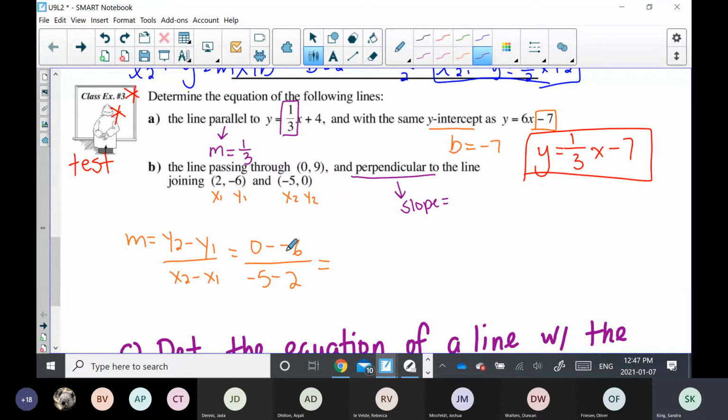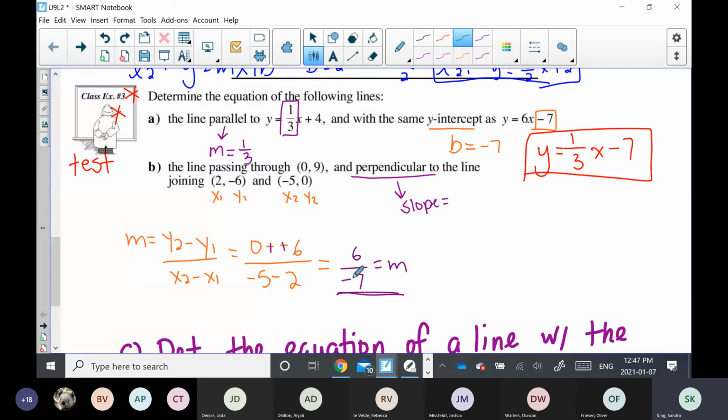0 minus -6, 2 negatives gives you a positive. 0 plus 6 is 6. -5 minus 2 is -7. So this is my slope, okay, of these 2 points. So the slope is -6/7. They want the equation of a line perpendicular to this. So they want it perpendicular to this.